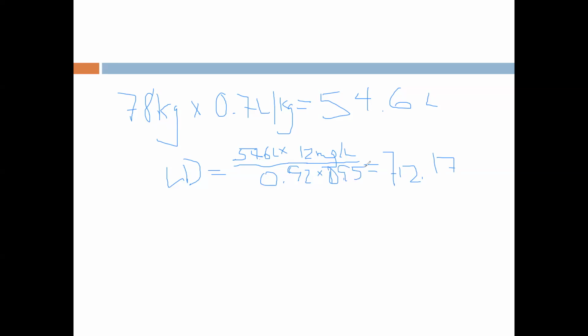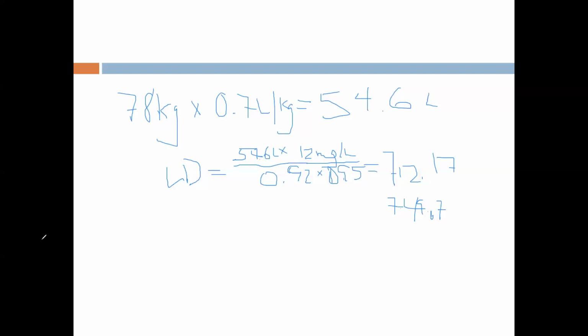So 0.95 times 0.92, times 54.6 times 12. I got 749.6, so closer to 750. Actually, 749.7. So I'd give between 700 and 750, and it comes in 300s.